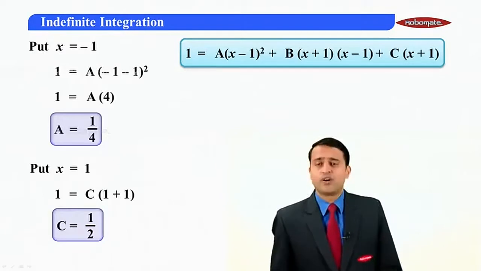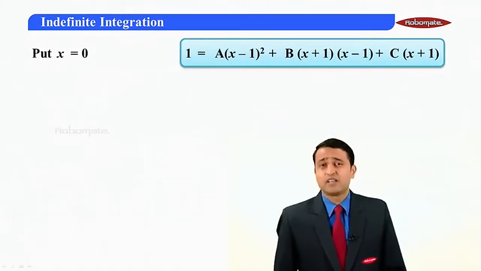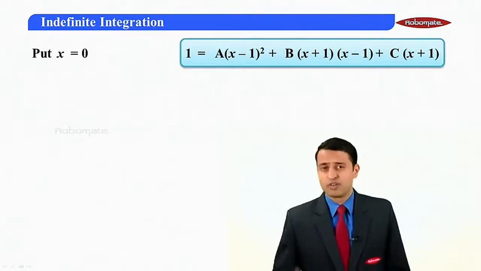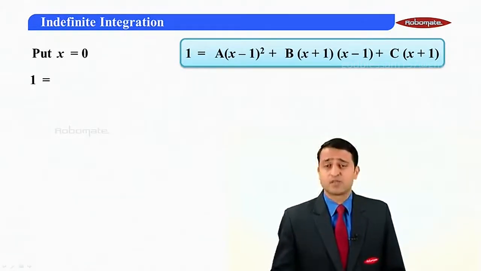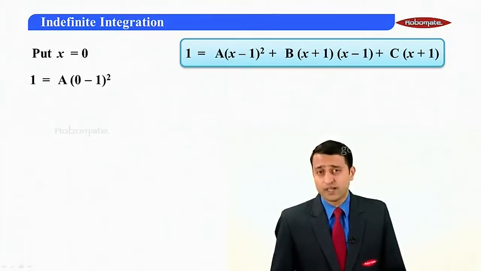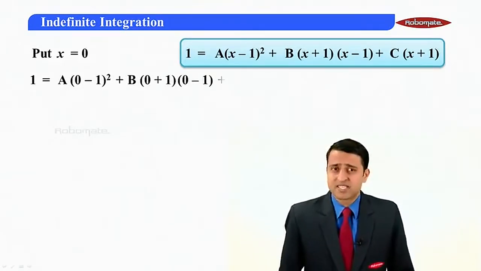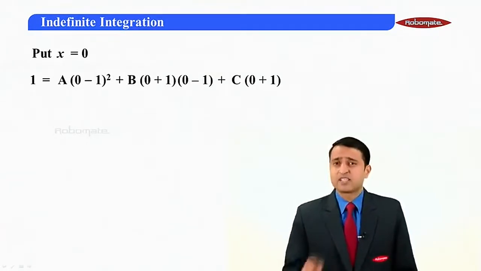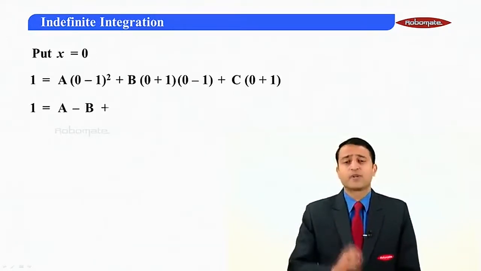To get the value of b, again we make use of some other value of x, and that is x equal to 0 for simpler calculation. What do we get on the left hand side? Left hand side remains as 1. Right hand side becomes a into minus 1 the whole square plus b into minus 1 to be very precise, and c into 1. So that is 1 is equal to a minus b plus c. That is what we are going to get.